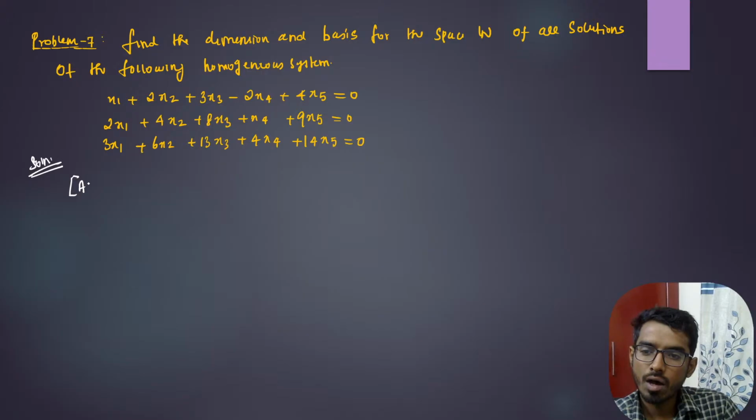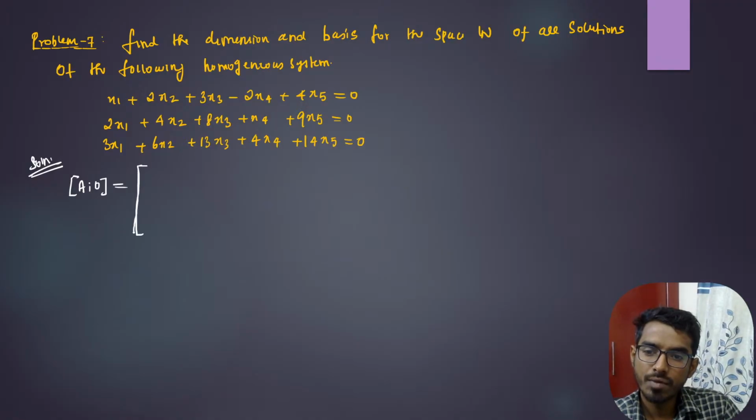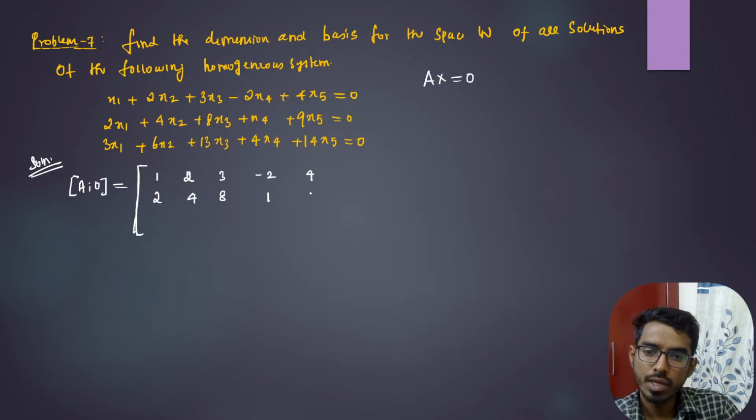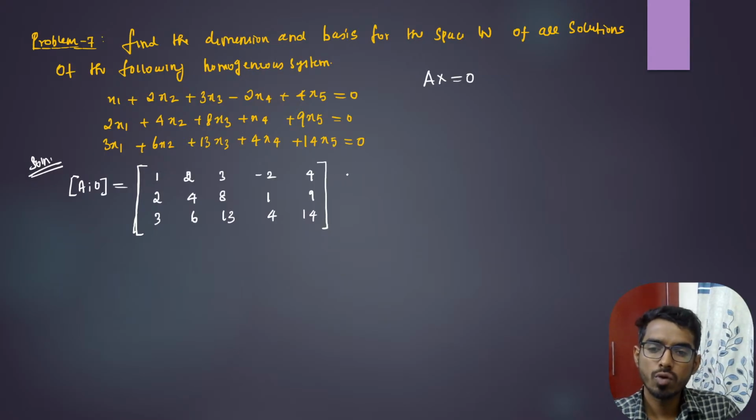So we will form an augmented matrix [A | O]. We can see there are five variables here, right? So the rows are 1, 2, 3, -2, 4, then 2, 4, 8, 1, 9, then 3, 6, 13, 4, 14. This is a homogeneous system, Ax equal to 0, where A is the coefficient matrix and x is x1, x2, x3, x4, x5. We will try to reduce this to row echelon form.